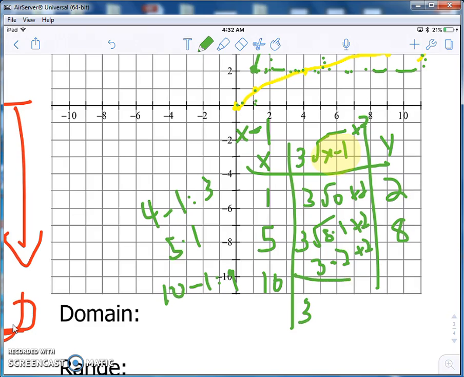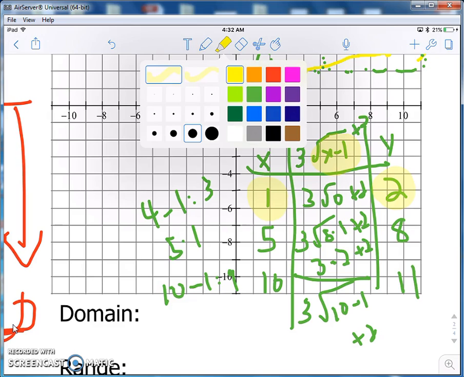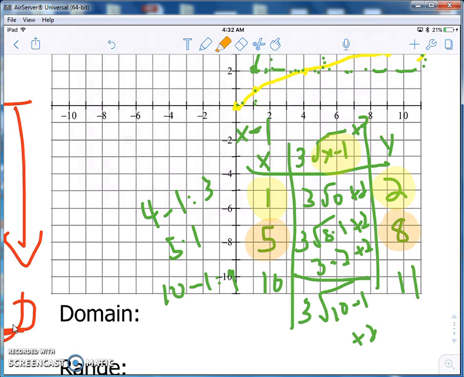I have 3 times the square root of 10 minus 1. 10 minus 1 is 9. The square root of 9 is 3. 9 plus 2 is 11. So these are those ordered pairs I plotted. X is 1, y is 2. X is 5, y is 8. X is 10, y is 11. So those are the ordered pairs that show up on that green graph above.